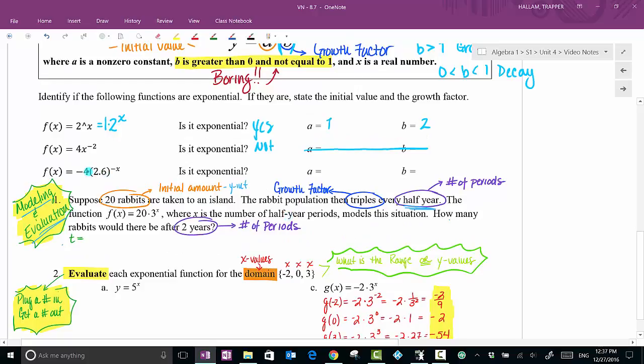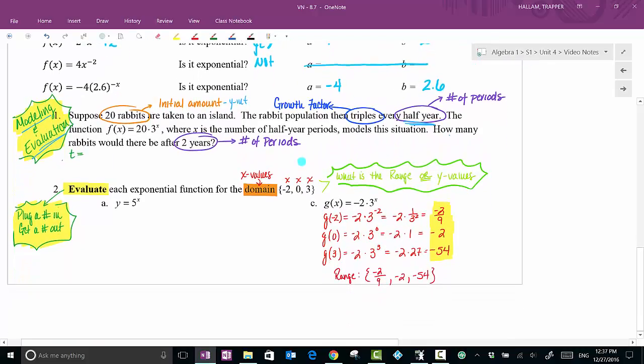Looking at the next one, though, we can see we possibly have an a value here. We seem to have a base, and it's raised to an x. It doesn't matter that it's a negative. Our variable is in our exponent location. So let's identify the parts. Our a is -4. Our growth factor on this one is 2.6. All right, so now we've seen what some exponentials look like and we can identify them. Let's see if we can go ahead and model one and maybe do some evaluation so you can see what that looks like with exponentials.